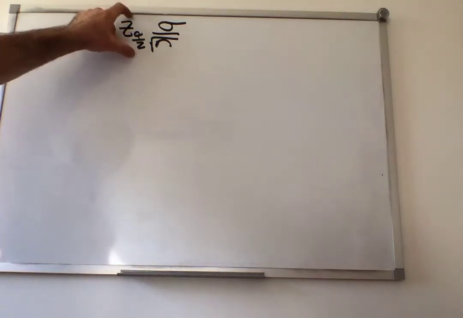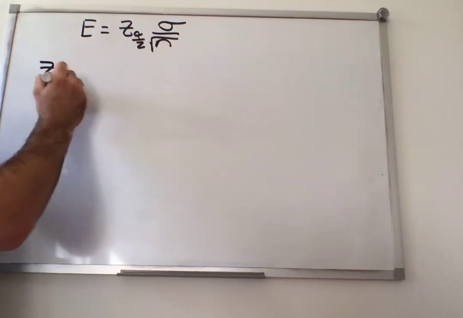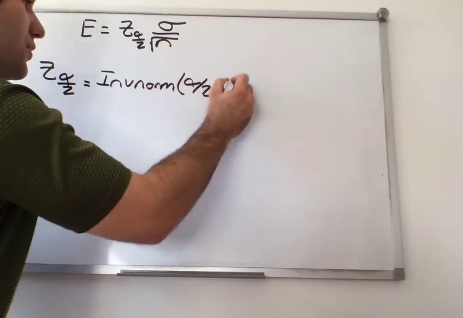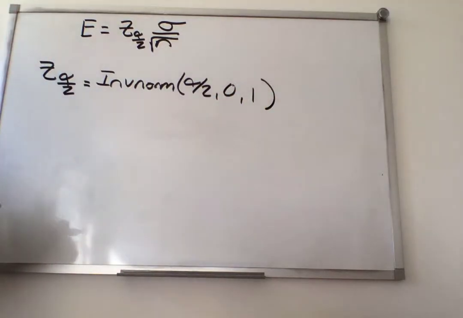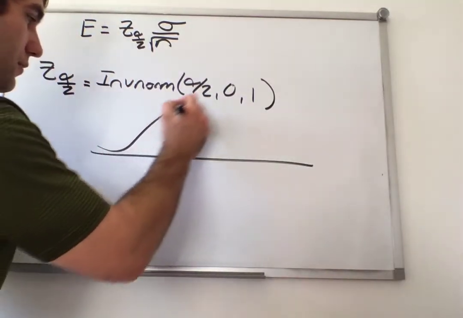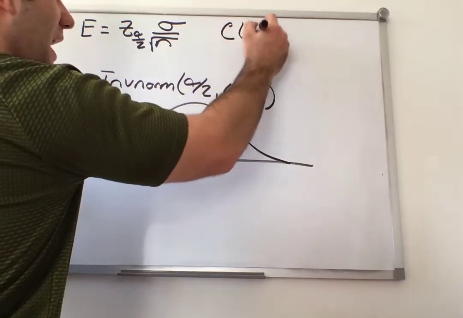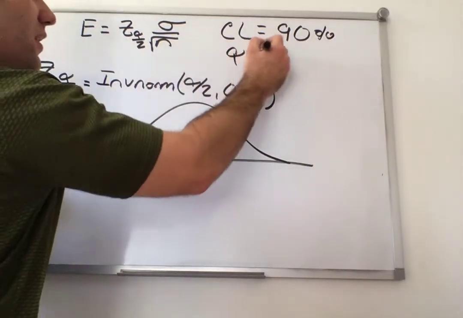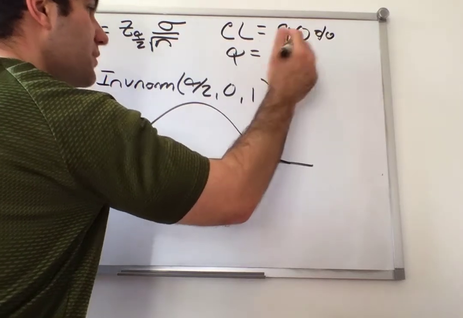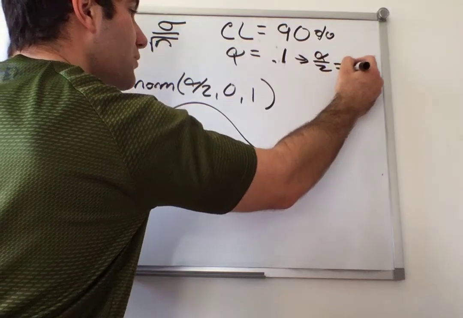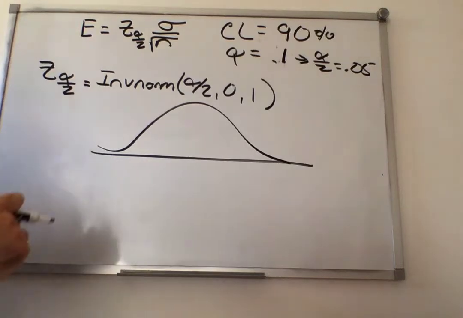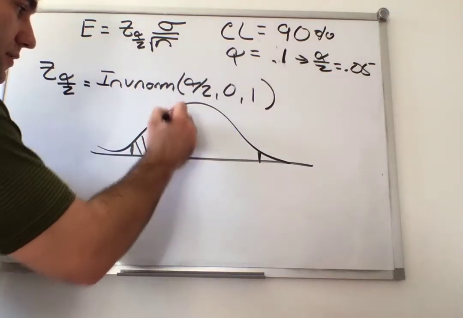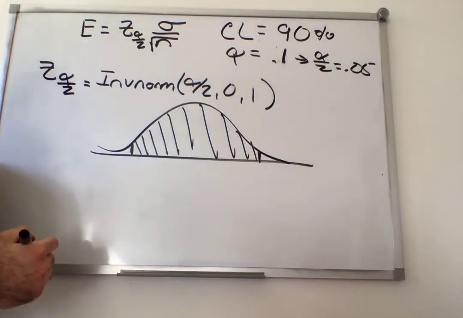But now this value, let's examine this value. Let's see how we got this number. Z of alpha over 2 is equal to inverse norm of alpha over 2, comma 0, comma 1. Now, what did that do for us? When we specify a confidence level, let's just say we're at 90%, then our alpha would be 0.1. So that means our alpha over 2 is equal to 0.05. When we get our point estimate, we want to be sure that 90% of the data lies within that interval right there, okay?